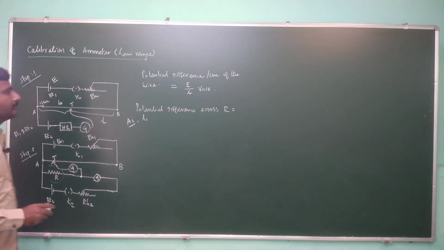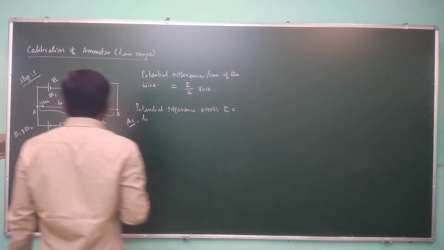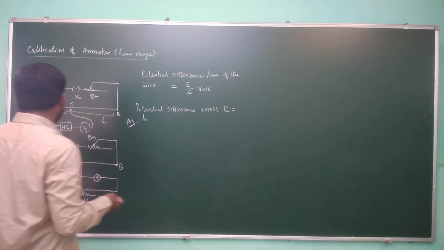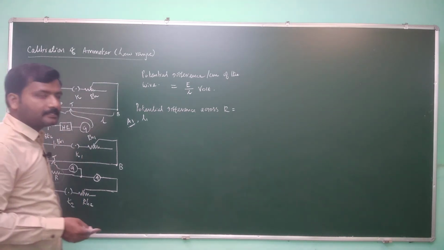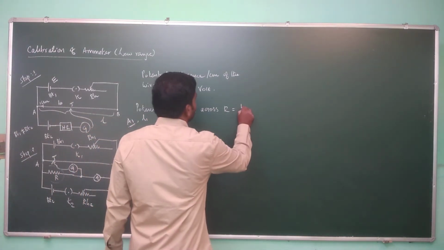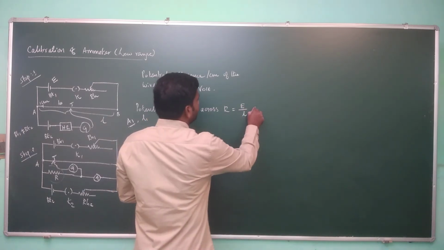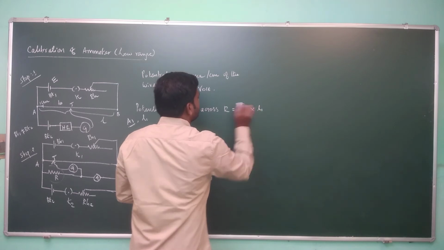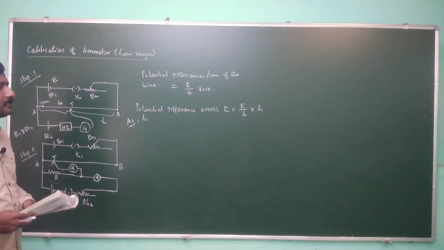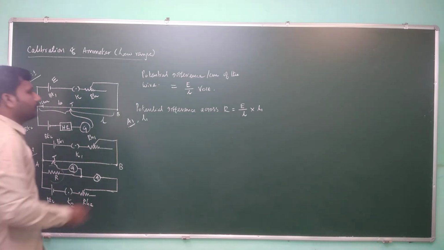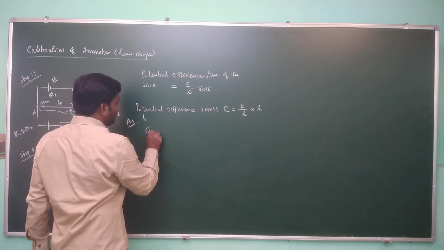So in that case, what we can write, we know the potential difference per centimeter of length. Now we have the balancing length as L1, so we have to make the multiplication. So E by L multiplied by L1, right? This is the potential difference across R. Very simple, right? Then if this is the potential difference, then what is the current through R?